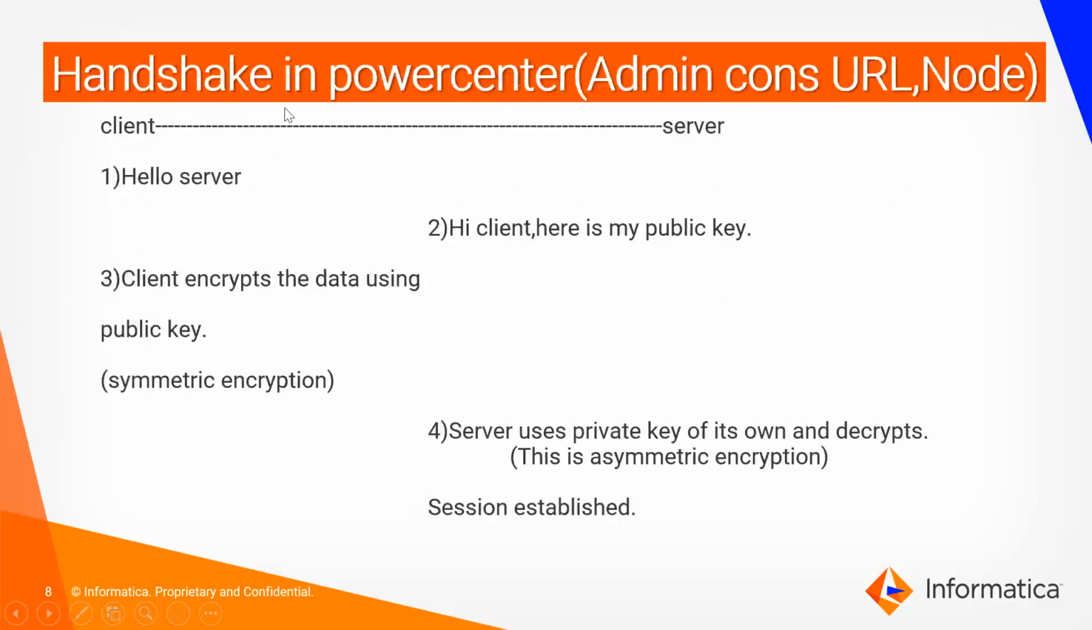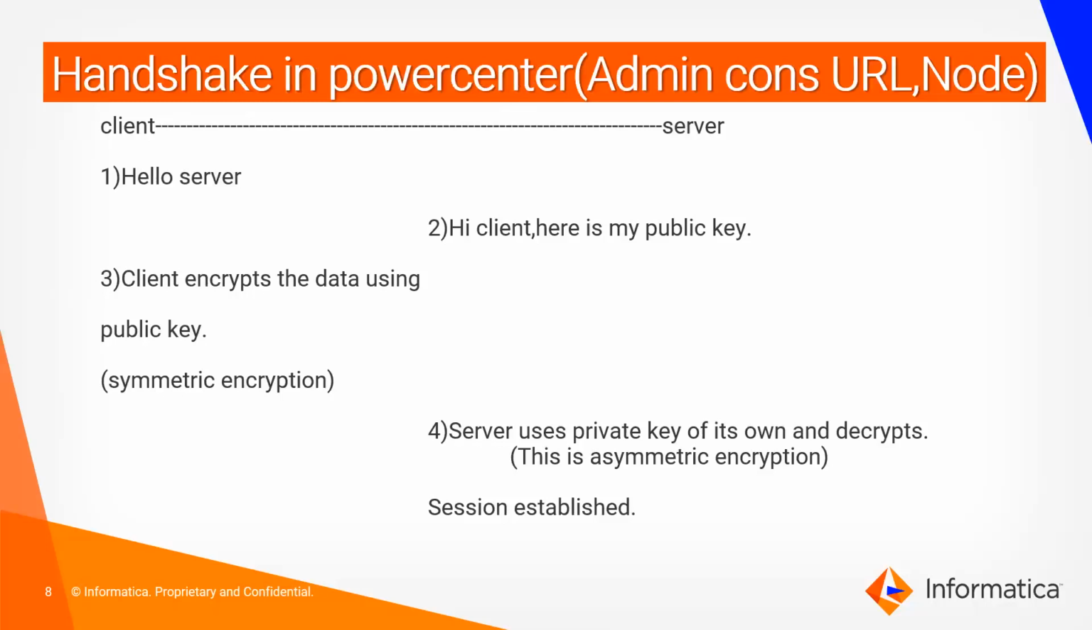Okay, now how does the handshake happen in PowerCenter? Whether you are accessing the admin console URL or you have enabled TLS in the node. When you enable TLS in the node, the communication between the application services and the node will happen. So the node will become a server and the application service like RS will become a client. So the RS client will connect to the node. Sometimes when it is communicating between application services, for example, IS is connecting to the RS, then IS will be the client and RS will be the server.